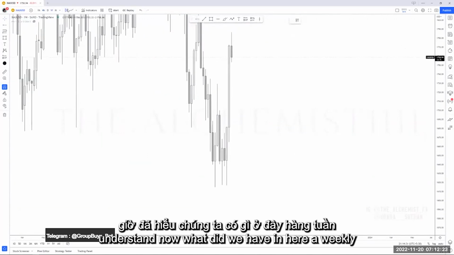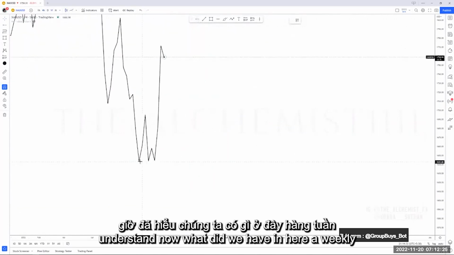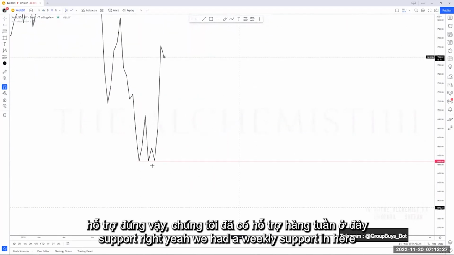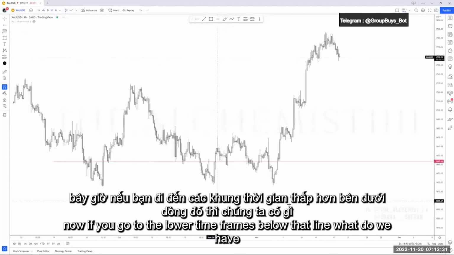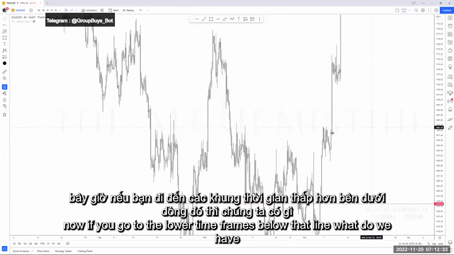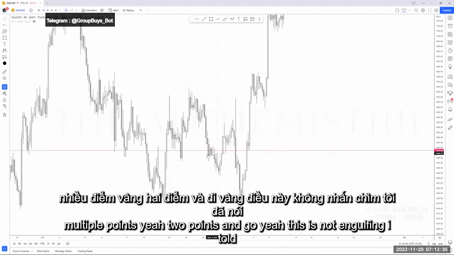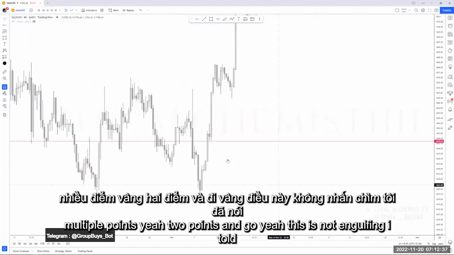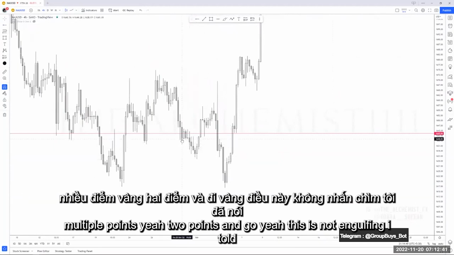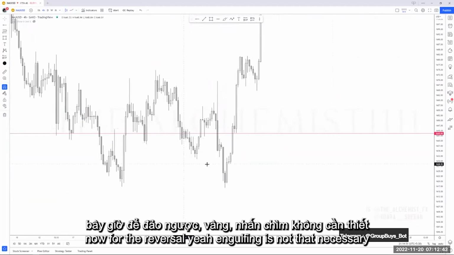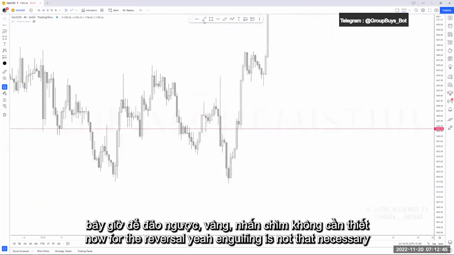Now, what did we have in here? A weekly support, right? We had a weekly support in here. Now, if we go to the lower time frames, below that line, what do we have? Multiple points. Two points. This is not engulfing. I told you, for the reversal trend line, the engulfing is not that necessary.